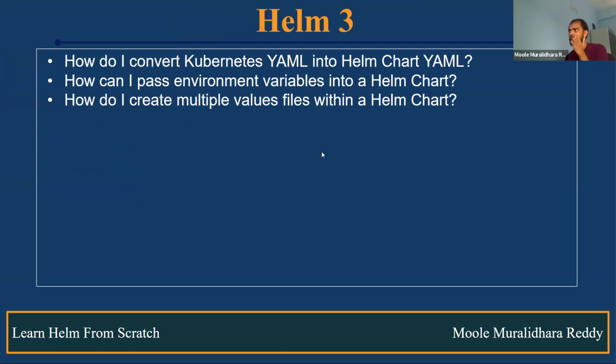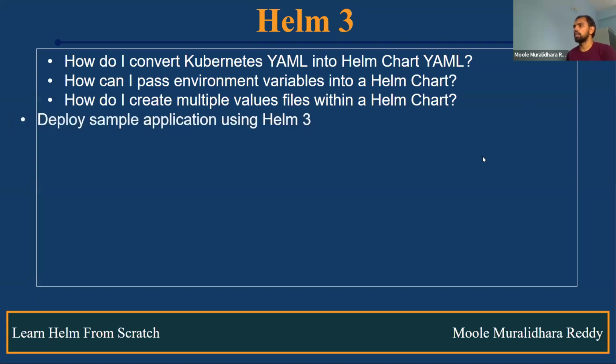Let's take an example: dev, qa, uat. You can create different YAML files and we can deploy wherever required. For example, if you want to deploy in dev, in qa, in uat, prod, or pre-prod, we can deploy. How do we do that? And also I showcase how we deploy a sample application using Helm 3. Understand, right? These are the Helm 3 related commands.